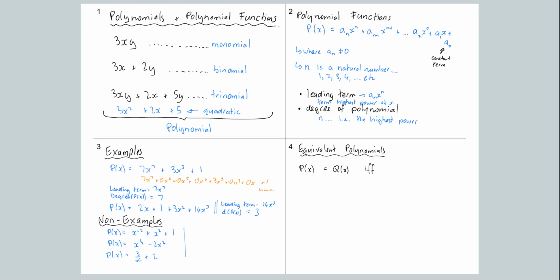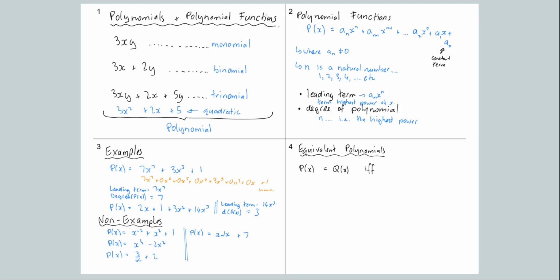One more example, I think, and that is p of x is equal to x root x plus 7. If you remember, root x means x to the power of a half, and therefore it does not have a natural number as a power. So these are all non-examples.